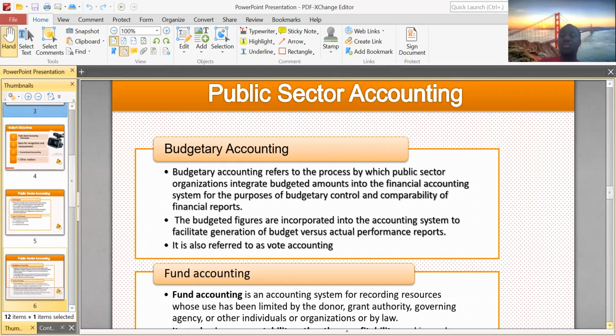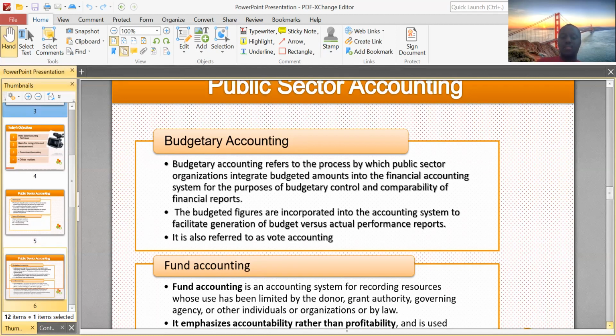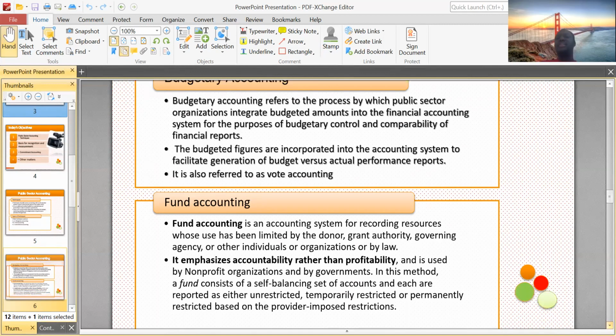This is also referred to as what we call vote accounting. And let's move on to fund accounting. What is fund accounting all about?